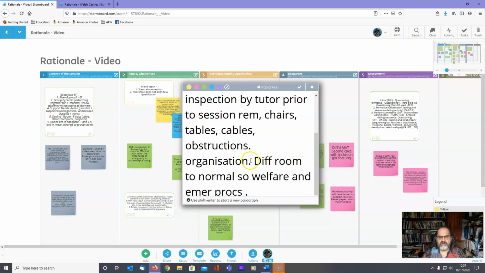Okay, now this is a different room to normal, so therefore I'm just going to make sure that I'm aware of the welfare and emergency procedures, and I will need to just introduce those in the introduction to the session when I do them, because it will be the same case for the group.